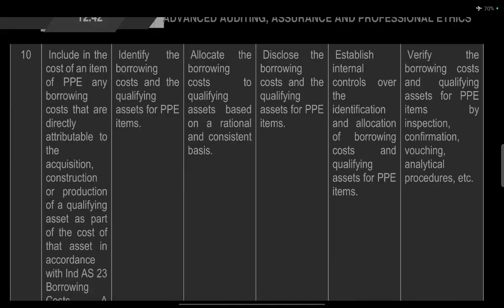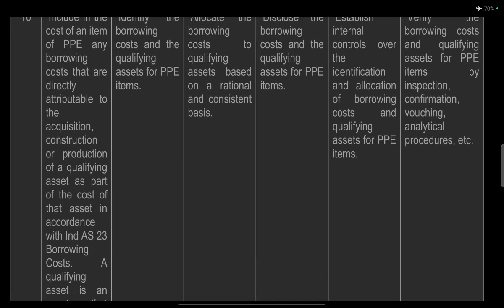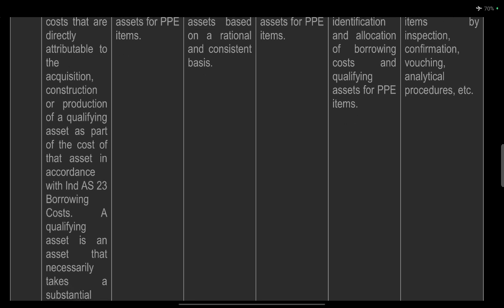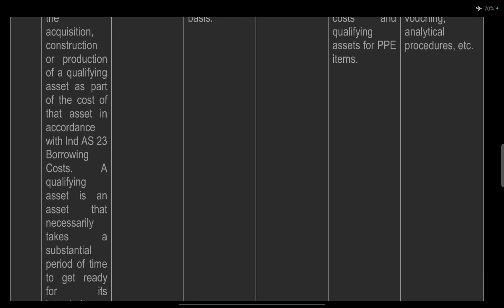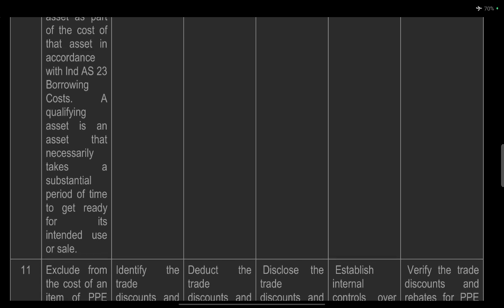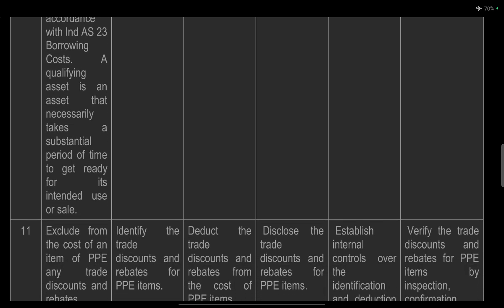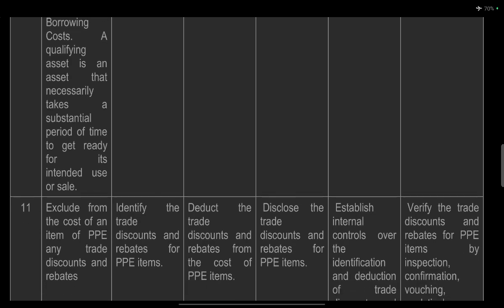Para 10. What accounting policy is to be followed? The accounting policy to be followed includes in the cost of an item of PPE any borrowing costs that are directly attributable to the acquisition, construction, or production of a qualifying asset, in accordance with IAS 23 Borrowing Costs. A qualifying asset is an asset that necessarily takes a substantial period of time to get ready for its intended use.